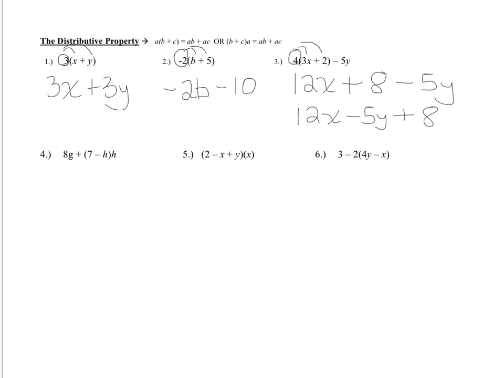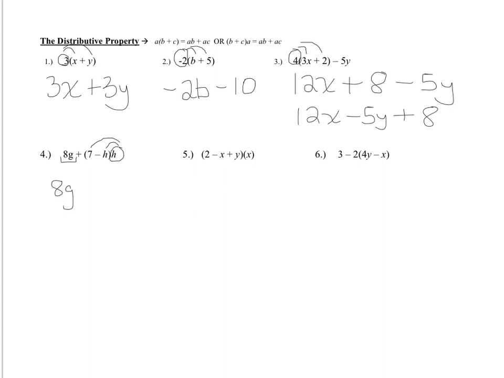All right, so now number 4. Many of you might look at this problem and think that you're going to distribute the 8g, but if you look, the 8g is being added to the parentheses with the h at the end. So what's being multiplied is the h at the end. So this h at the end is going to get distributed this way. The 8g just comes straight down. So I'm going to write 8g, and then I'm going to distribute the h.